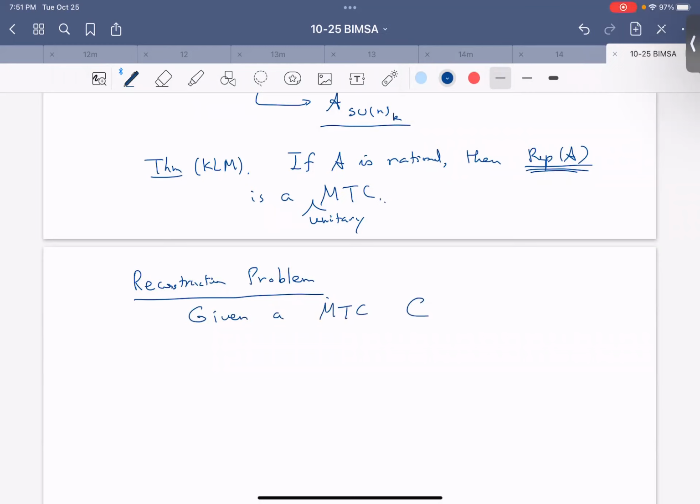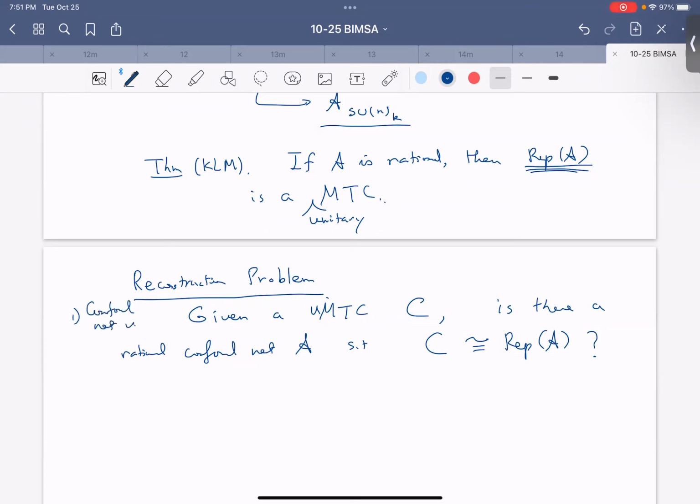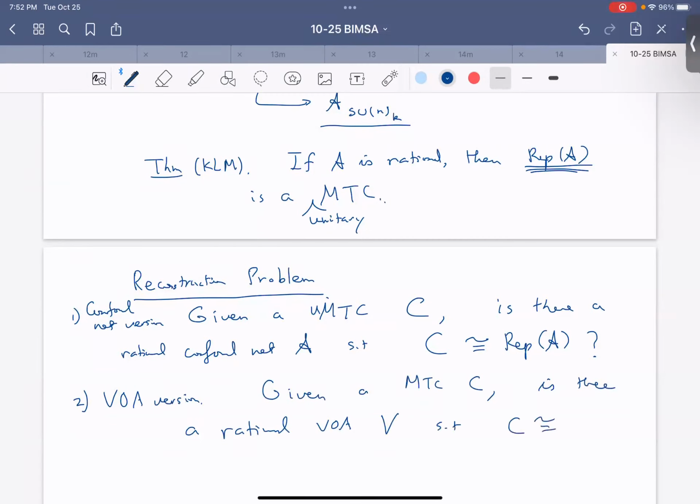The version I'm going to state right now, let's state it for conformal nets. I can also state it for vertex operator algebras. So let's take a unitary modular tensor category C. Is there a rational conformal net A such that C is the same as rep A? That's the conformal net version. I can also state it in the VOA version. It's slightly more general. Given a modular tensor category C, is there a rational VOA, maybe I write V, such that C is isomorphic to rep of V?